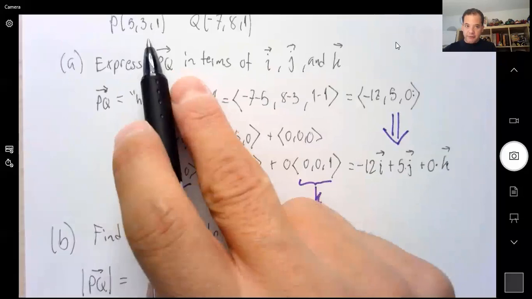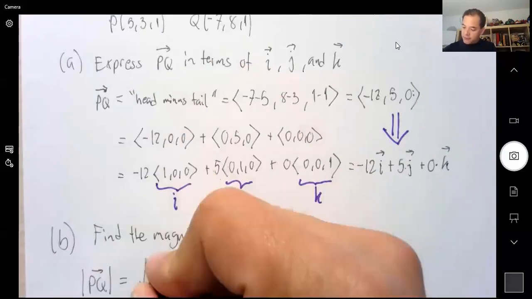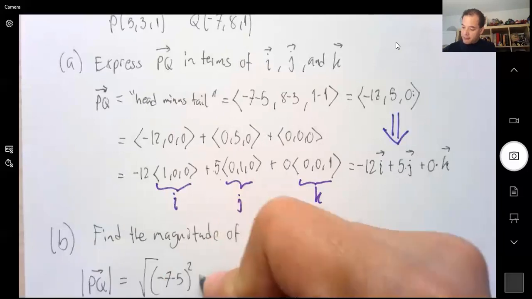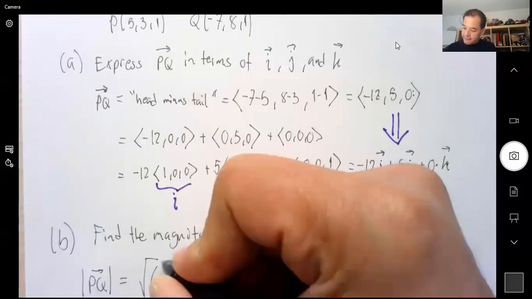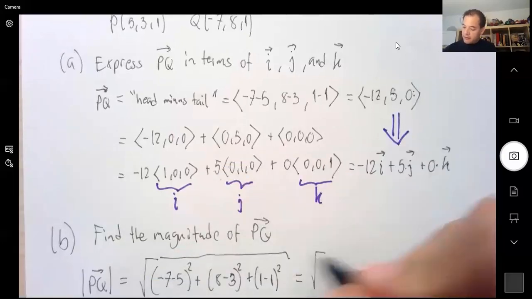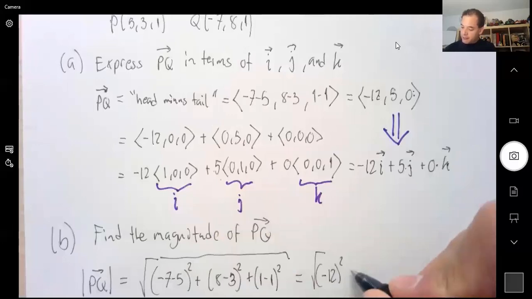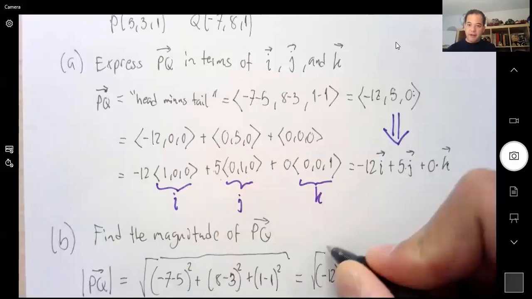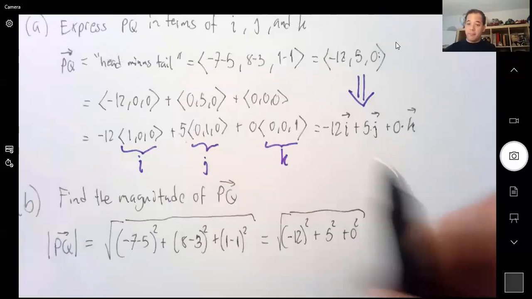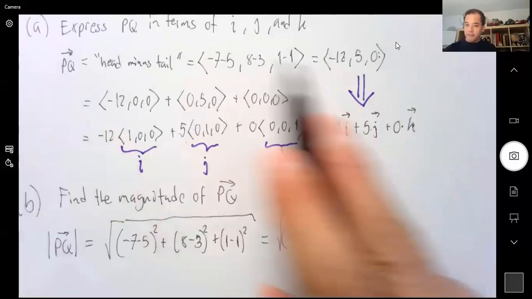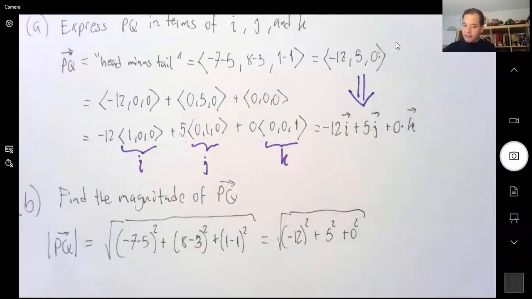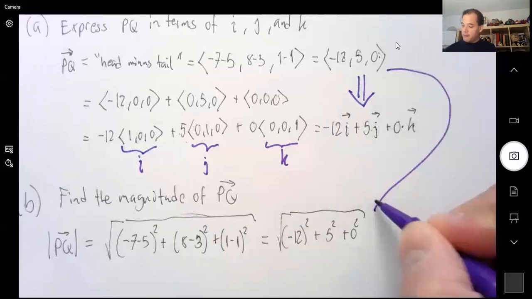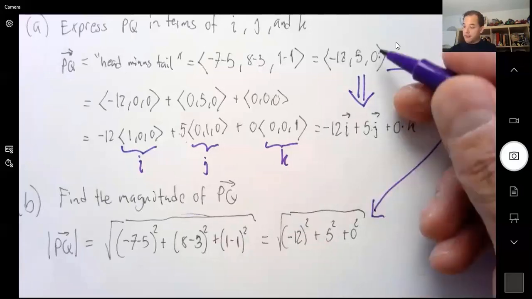So the magnitude of PQ could be the big square root of -7 minus 5 squared plus 8 minus 3 squared plus 1 minus 1 squared. And that's -12 squared plus 5 squared plus 0 squared. And that's the part that I was telling you. Since we had already found the position vector for PQ, -12, 5, 0, you could have gone directly from here to here, because you already know what the position vector is.